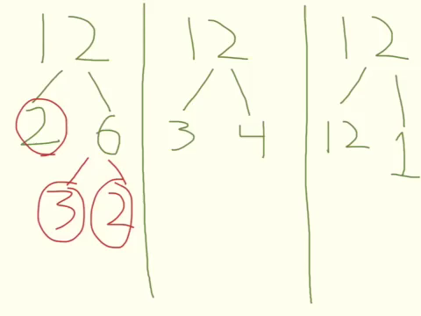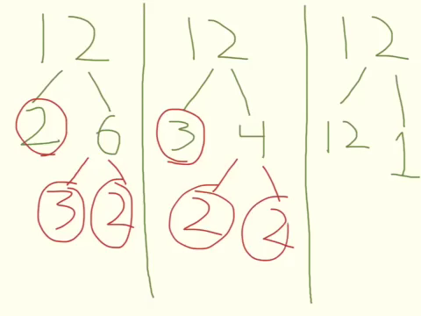Now let's look over here. 3 is a prime number. It cannot be factored any further. 4 can be factored as 2 times 2. So again, we have 2 2's and a 3. 3 times 2 times 2.